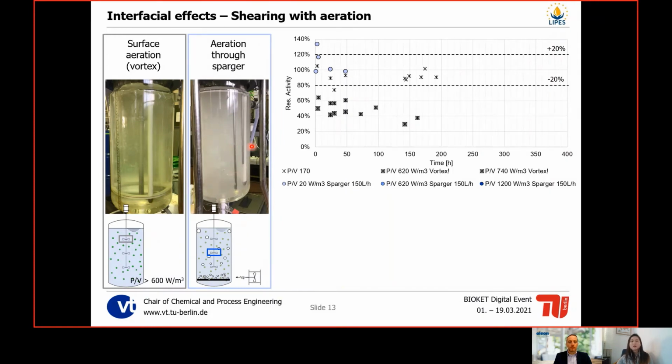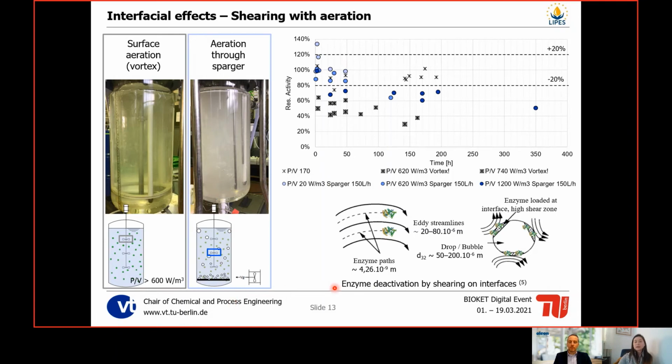So we tested this as well, and we tried it with lower power input, and we don't see any deactivation. But once we increase the power input so that the bubbles are breaking, we see some deactivation after a longer time period. So it's not like previously, when we didn't see any deactivation even though we increased the power input. Here we really see some kind of deactivation.